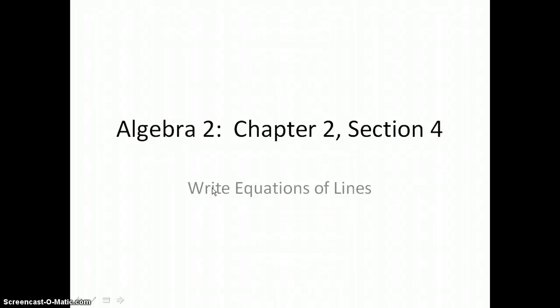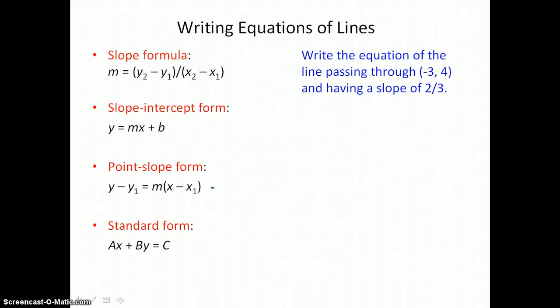Chapter 2, Section 4. In this section we're writing equations of lines, and the first equation we're going to write is the equation of the line passing through the point -3, 4 and having a slope of 2/3.